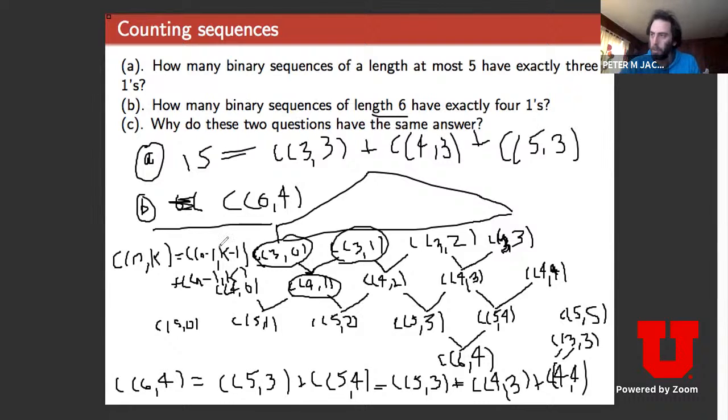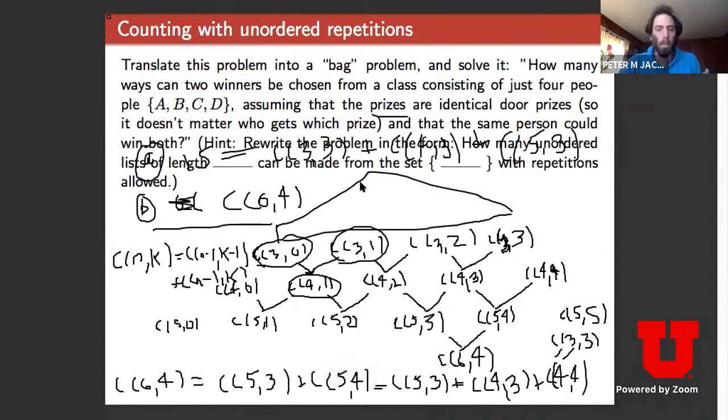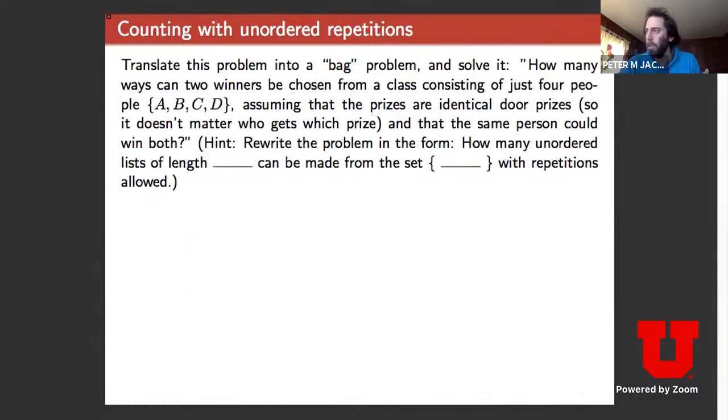Are there any questions about part C? All right. Here's the next one. You can take a minute to think about that, and then we'll discuss.